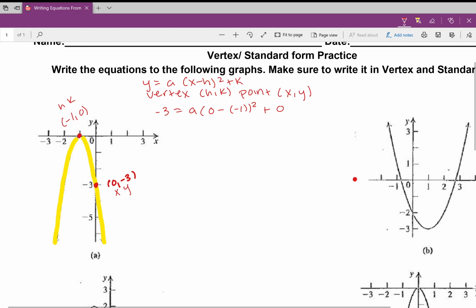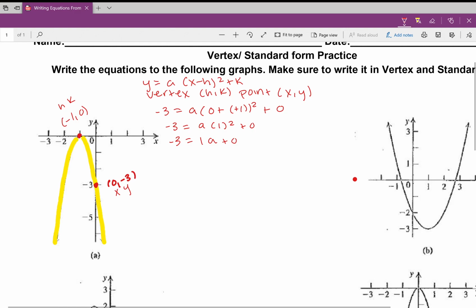So then my goal from this point on is to get a by itself. And so how we get a by itself is we first simplify the parentheses. So we said minus a negative turns into plus a positive. So 0 plus 1 is 1, and 1 squared is also 1. So let's rewrite that. -3 equals a times 1 squared plus 0. We said 1 squared is 1. So -3 equals 1a plus 0.